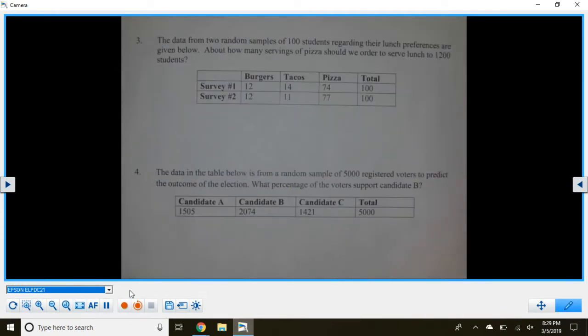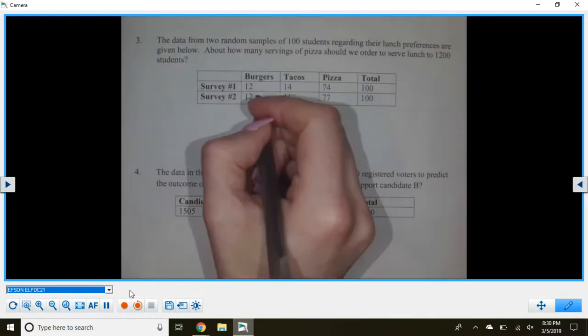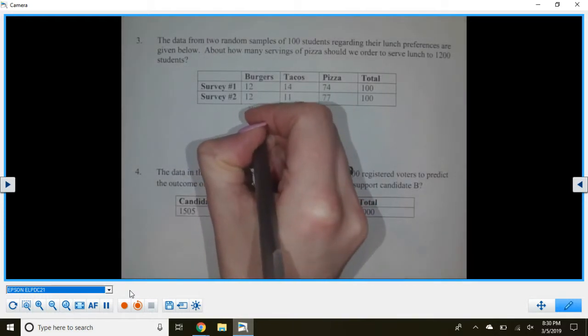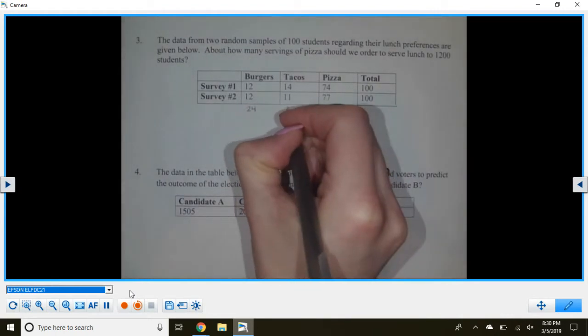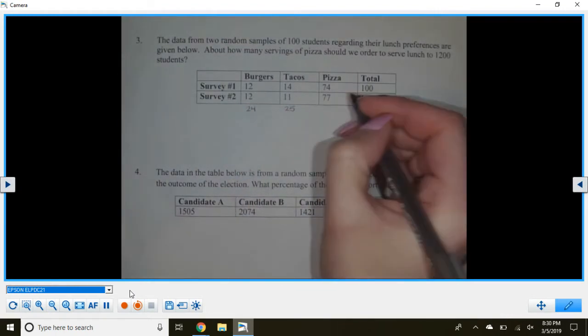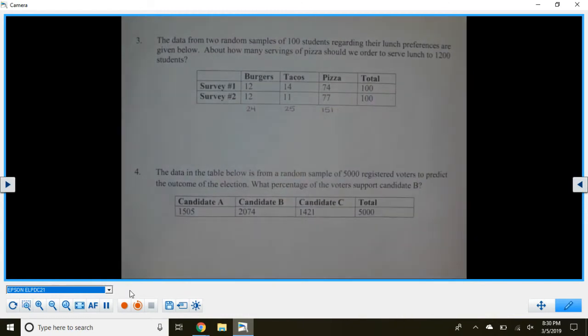result. Example number 3. The data from 2 random samples of 100 students regarding their lunch preferences are given below. About how many servings of pizza should we order to serve lunch to 1,200 students? So the first thing that we want to do is combine the results of these 2 surveys. So out of the student survey, 24 said they want burgers, 25 said they want tacos, and 151 said they want pizza, out of a total of 200 people surveyed. Since this is a random sample, it's valid.